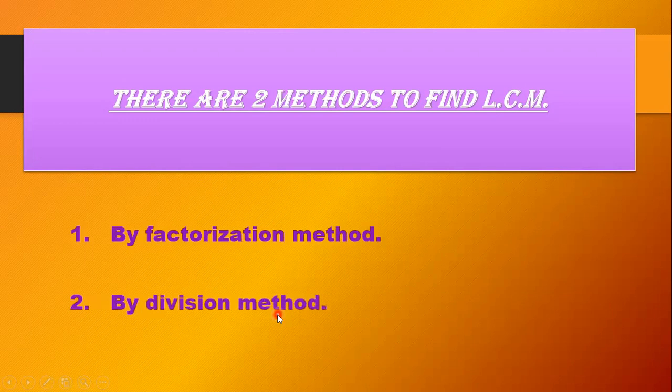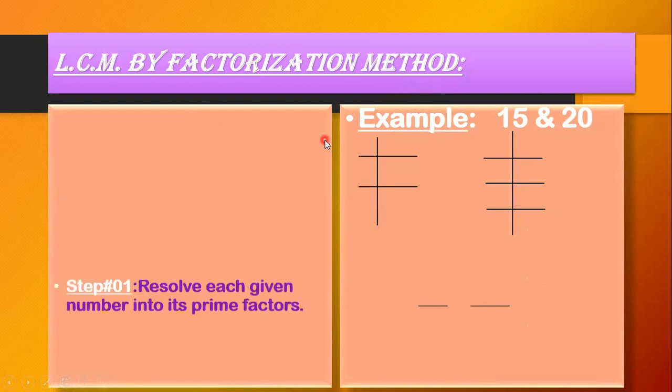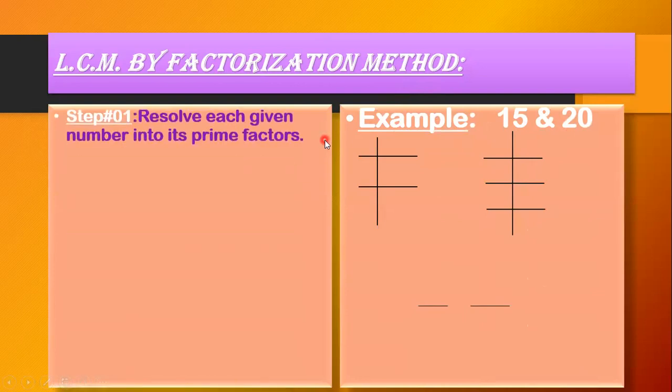Okay, students, there are two methods to find LCM. First, by factorization method. Second, by division method. So, to explain it further, let's take some examples. LCM by factorization method. Suppose we have an example 15 and 20. Okay, so what is the first step? We have to resolve each given number into its prime factors.